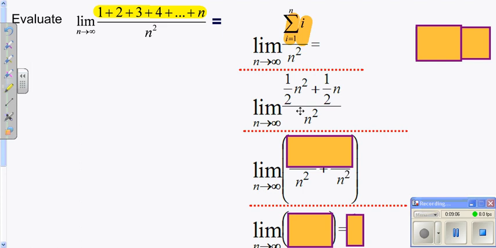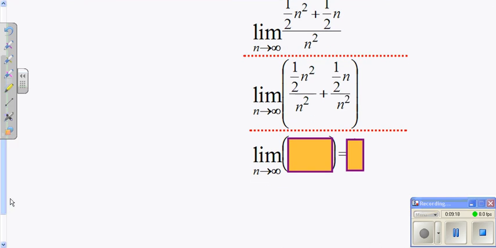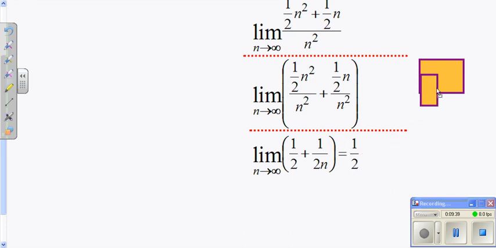One big fraction here, so I'm going to rewrite it, taking the first one over your denominator, and then taking the second one over your denominator. Then you can go ahead and reduce each fraction. The n squareds drop there. Here you'd have a half, an n over an n squared leaves you an extra n on the bottom. Now as n gets really, really big, it has no effect on the half. And as n gets really, really big here, it causes the second one to go to 0 because it's 1 over something very big. So it's 0 plus that.